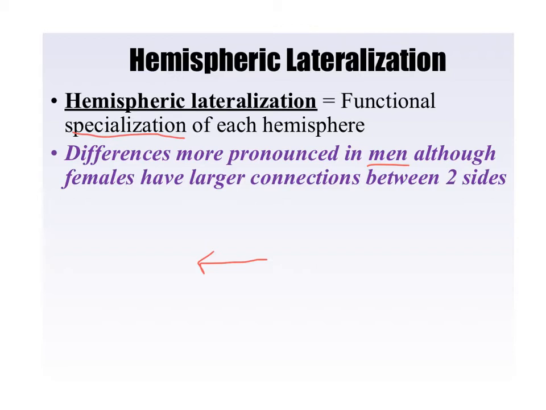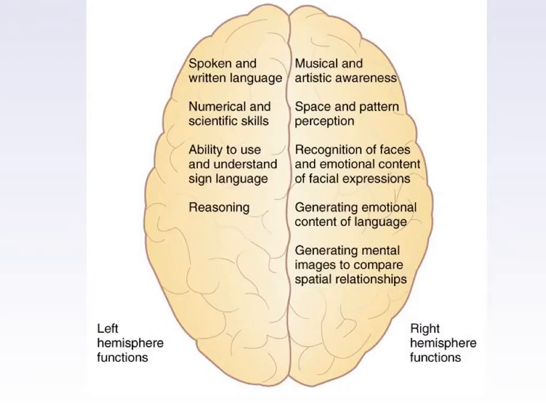Also, females seem to have larger connections. So basically, their left and right hemispheres seem to work together a little better. And remember, it's the corpus callosum which connects both the left and right hemispheres together. And here are some things that the different hemispheres of the brain kind of specialize in. You've probably heard it before.